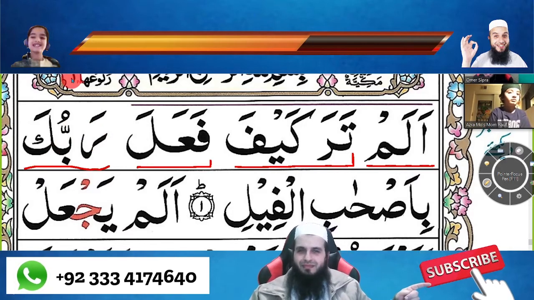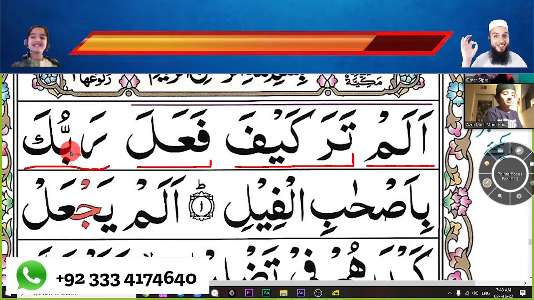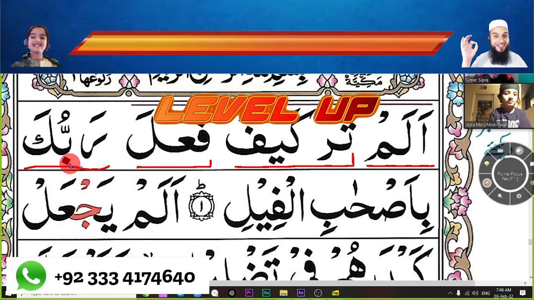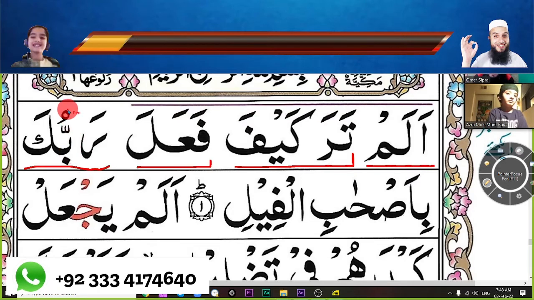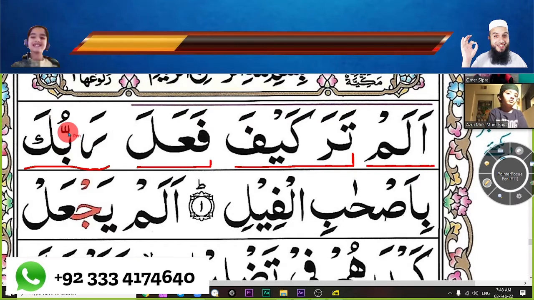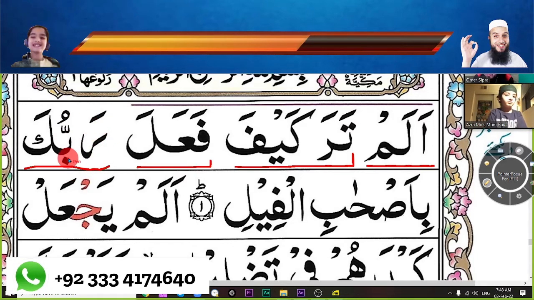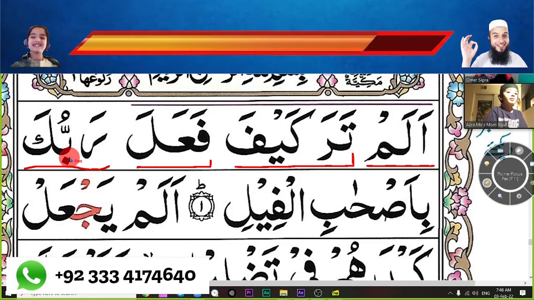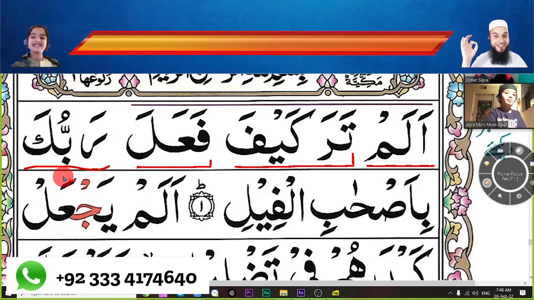Now, what is the second time when we read the letter with tashdeed? Remember that whenever a letter has a tashdeed, we have to read that letter two times. The first time is when we connect the previous letter with the letter that has tashdeed. The second time is when we read the second sign. Ba has two signs: first tashdeed, and above it a pesh. So first we connect ra with ba, then we say ba pesh bu. Ra zabar ba, rab. Say it. Ra zabar ba, rab. Then ba pesh bu. Rab bu.